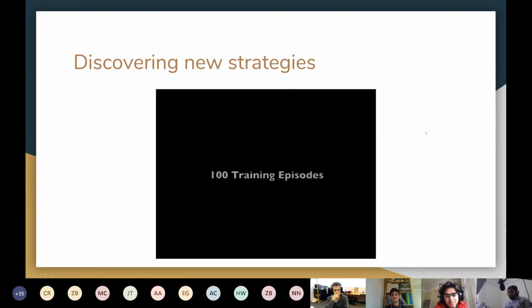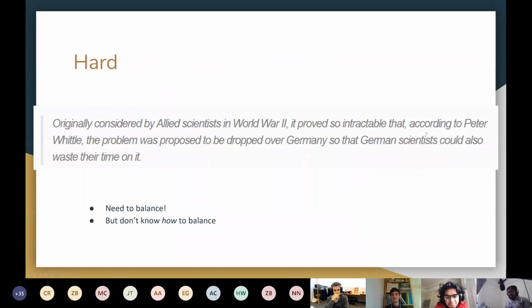This is a really hard problem. So one of my favorite quotes is that during World War II, this was sufficiently hard that the Allies were considering dropping the problem in Germany so that German scientists could also beat their head against it. And it's really hard because you need to balance, but you don't have the information to know how valuable it would be to explore more, because there is a cost to getting that information.